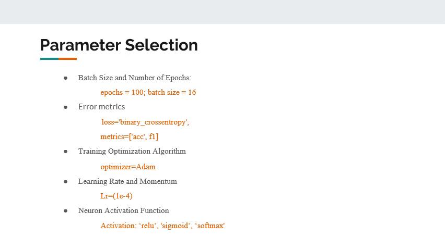To build a model that performs well, we also need to choose the hyperparameters carefully. In this baseline module, the epochs are set to be 100 with batch size 16 for each loop. The loss function is binary cross entropy. The metrics are accuracy and F1.